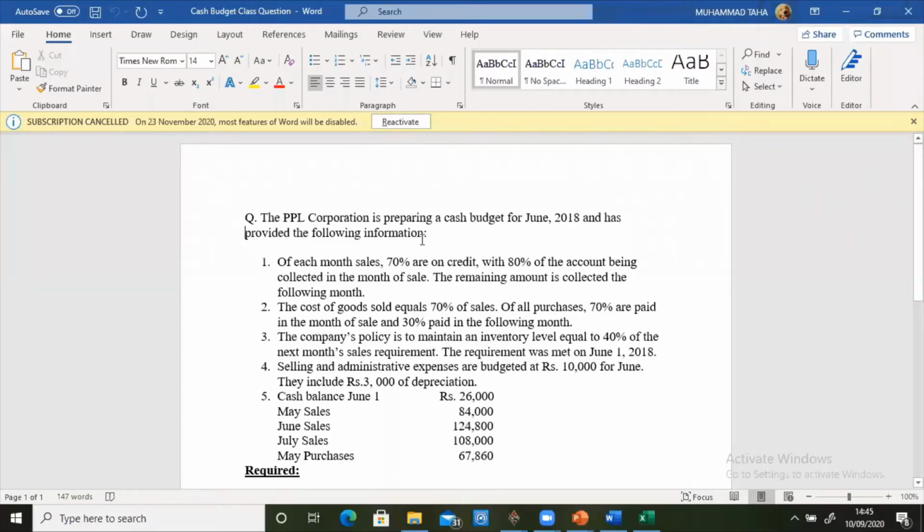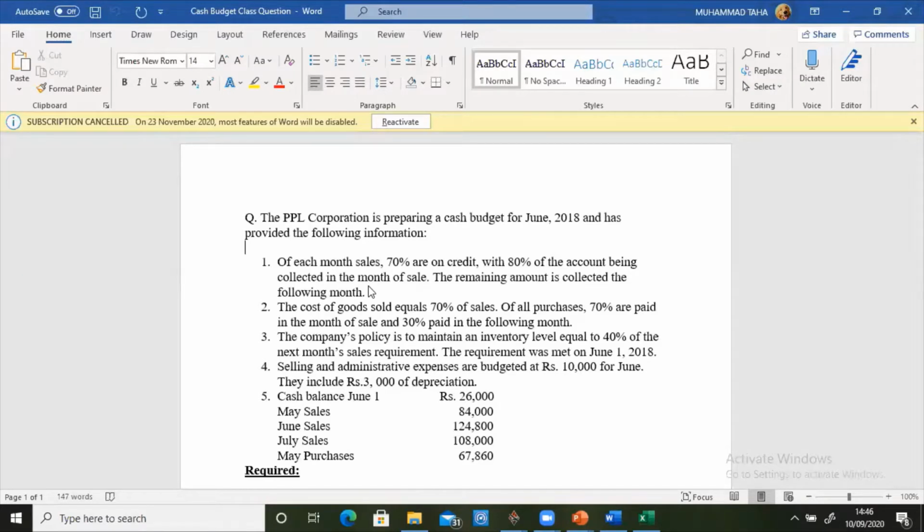Now we're going to solve a question related to cash budgeting. This question says that the BPL Corporation is preparing a cash budget for June 2018 and has provided the following information. They have provided you each month's sales. 70% is going to be on credit and 80% will be collected in the month of sale. The remaining amount is collected in the following month.